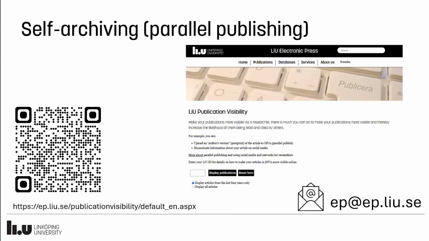And here I just want to show a tool that's called the Publication Visibility. So if you have research that's registered in Diva, maybe just the metadata and not the full text, and you're uncertain, maybe you publish so much that you have forgotten if you have parallel published or self-archived, for instance, just type in your Leo ID and you will get a list back with your publications and what you can do with them and what maybe you haven't done with them that you want to do.